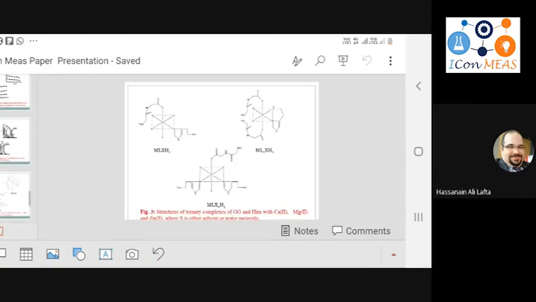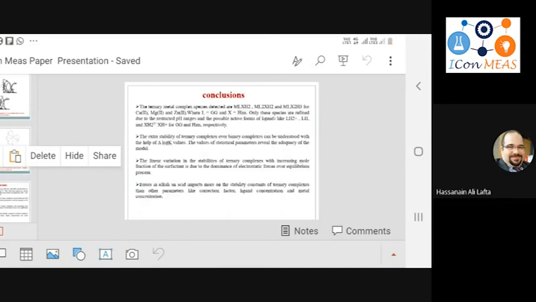The next one is, what are the possibilities of species? These are the proposed structures based on the stability constants. Based on the literature review, we have proposed some structures. In these structures, the amino group of the histamine and the carboxyl group of the glycyl glycine are both attracted together and form complexes with metal ions. That means MLXH2, ML2XH2 and MLX2H3.